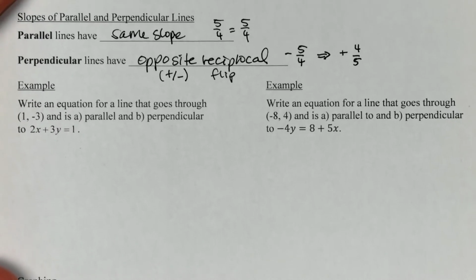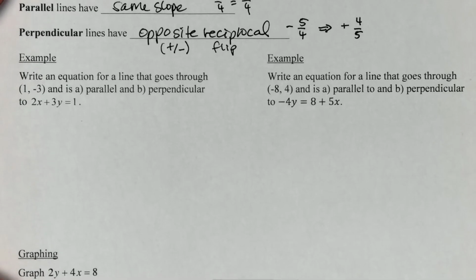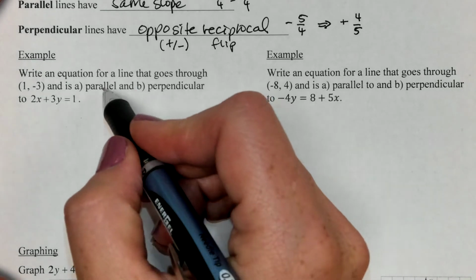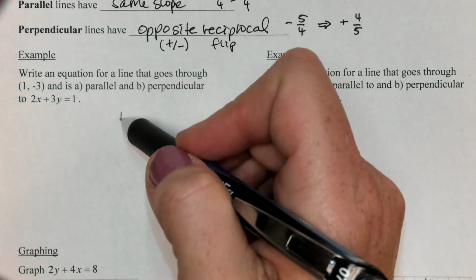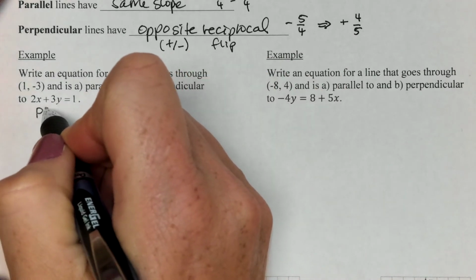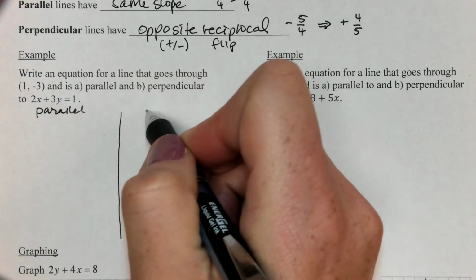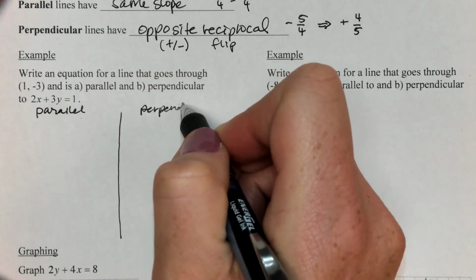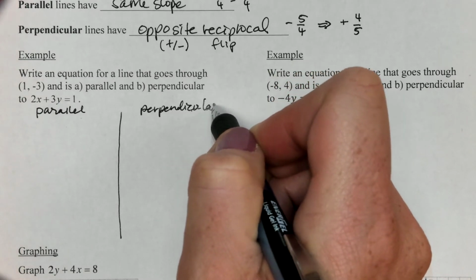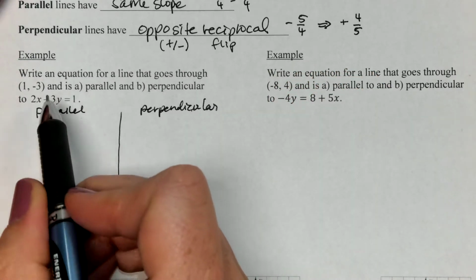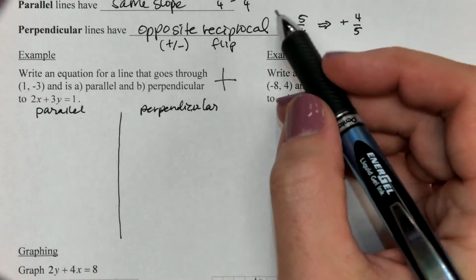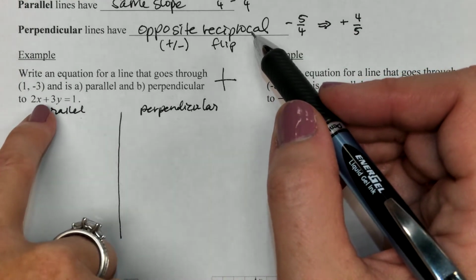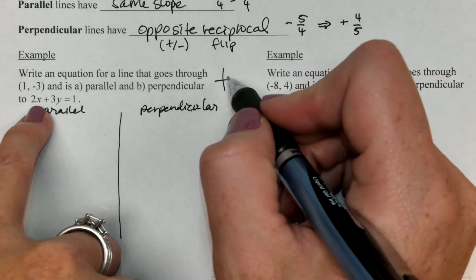Let's try a couple. The first one says write an equation for a line that goes through (1, -3) and is parallel and perpendicular to this one. So we've got a two-part problem. One is going to be parallel, one is going to be perpendicular. Before you can do anything, you have to know the slope. They gave you an equation of a line, and this one already exists. So this 2x plus 3y already exists.